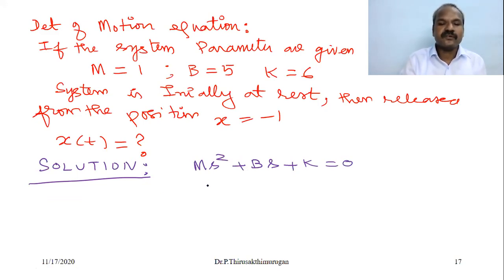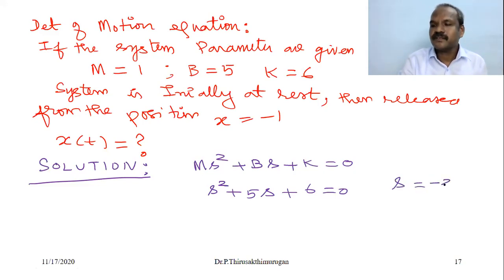What is the m value? 1, sir. S square plus 5s plus 6 equal to 0. What are the roots? S equal to -3, -2. Very good. Minus 2 and minus 3. So S1 equal to minus 2, S2 equal to minus 3.